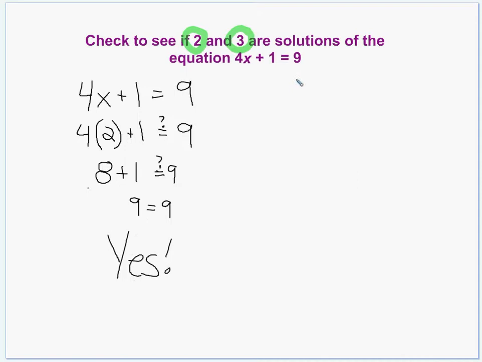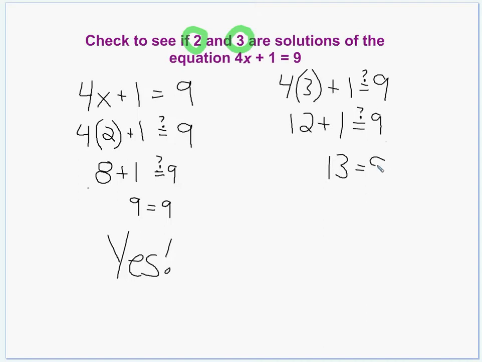3 might work too. There could be more than one solution to an equation, okay? So, let's see. We have 4 and 3 plus 1 equals 9. Let's write the question mark. That's important because that tells you, I don't know if this is right or not. We're checking, okay? 4 times 3 is 12 plus 1. I don't know if that equals 9. 12 plus 1 is 13 equals 9. Does 13 equal 9? No way. So we're going to put the cross through it and we're going to say no.